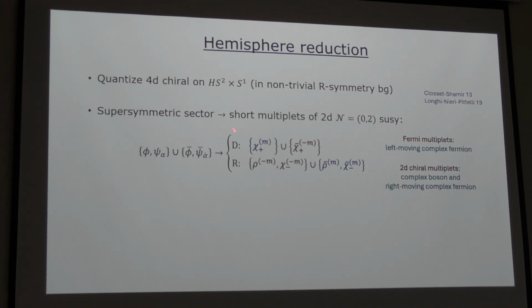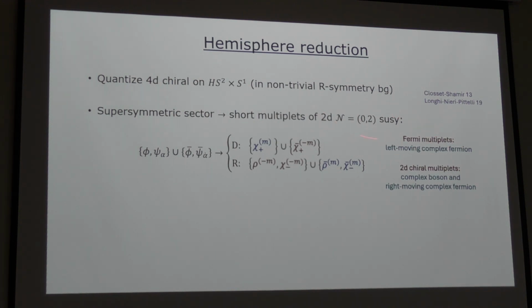Okay? And which multiplet depends on the boundary condition that I put. So there are two types of boundary conditions, which are called D and R, referring to, it doesn't really matter too much what they refer to. D refers to Dirichlet, R refers to Robin. But in any case, if I impose the Dirichlet condition on my scalar, and the supersymmetrized condition on the fermion, then I only get what are known as Fermi multiplets of (0,2) supersymmetry.